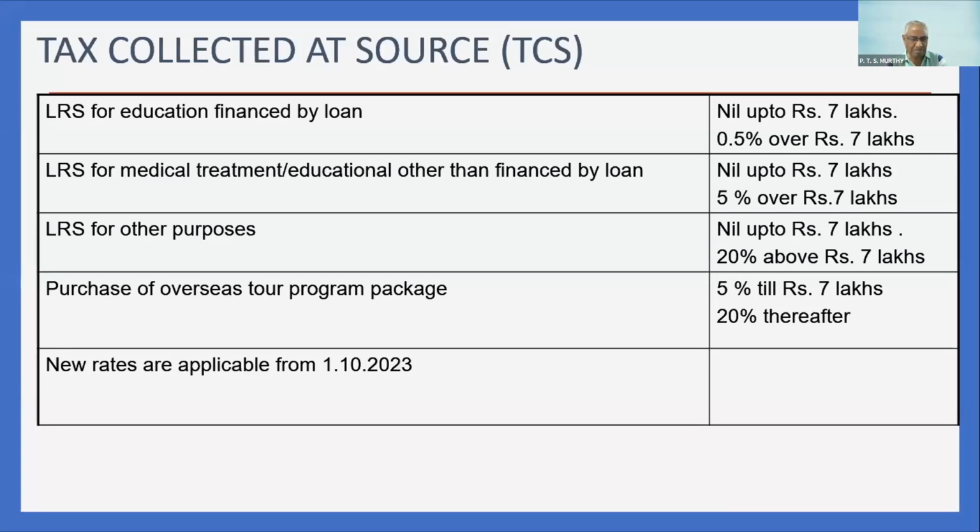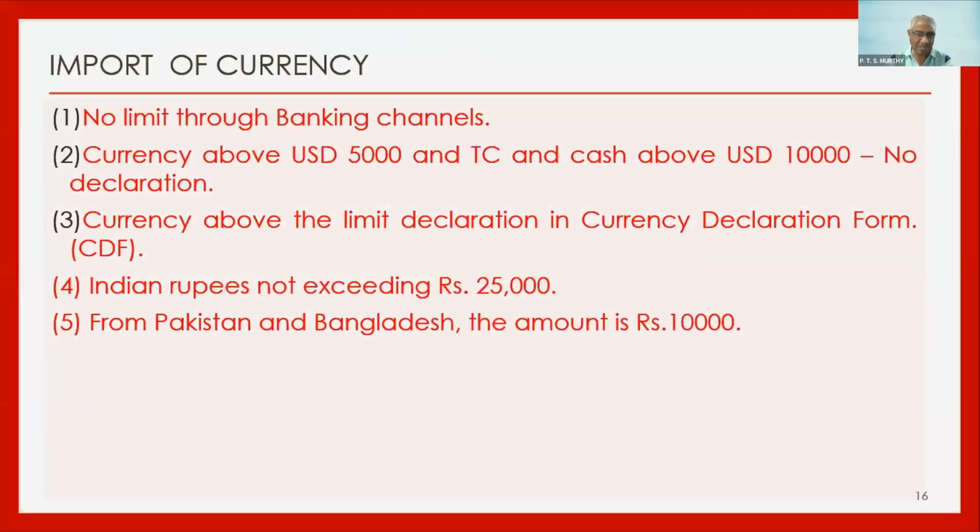LRS for other purposes, business visit, private visit, gift, donation, all those things: nil up to 7 lakhs, 20% above 7 lakhs. Purchase of overseas tour packages: 5% up to 7 lakhs, above that 20%. So these are all important things which we have to understand under TCS. Good enough? So we have seen LRS transactions.